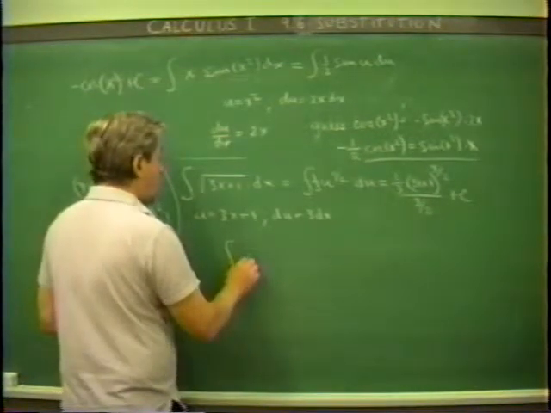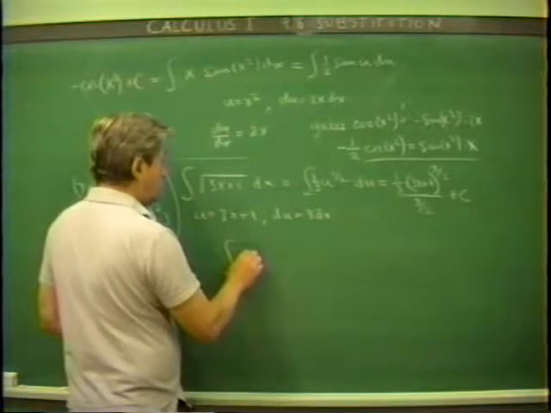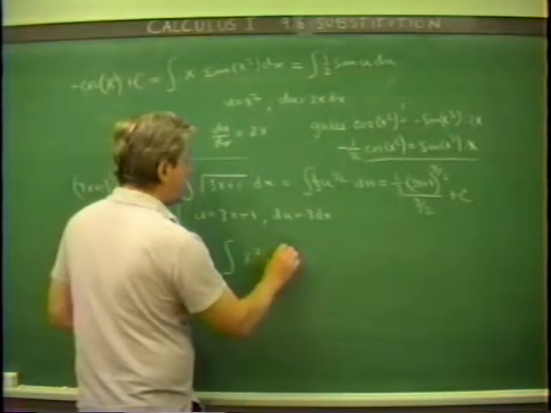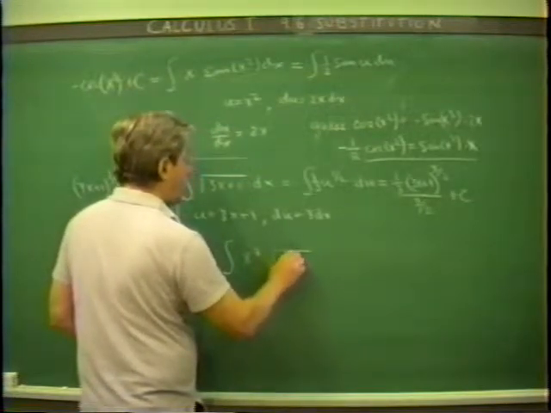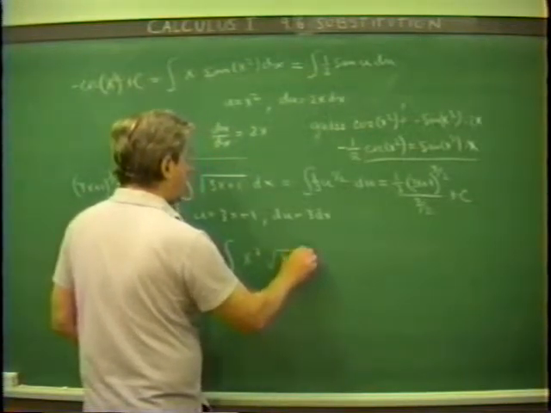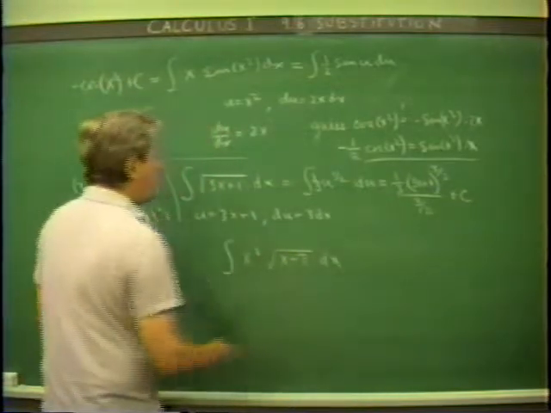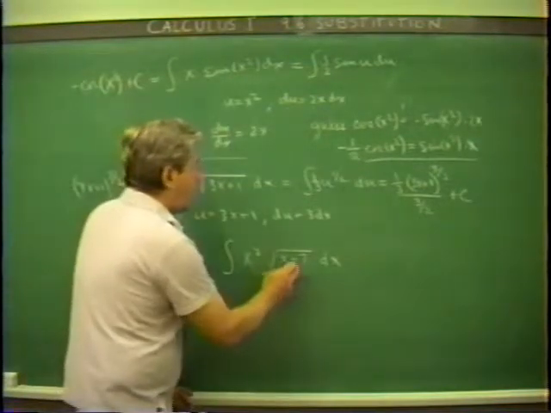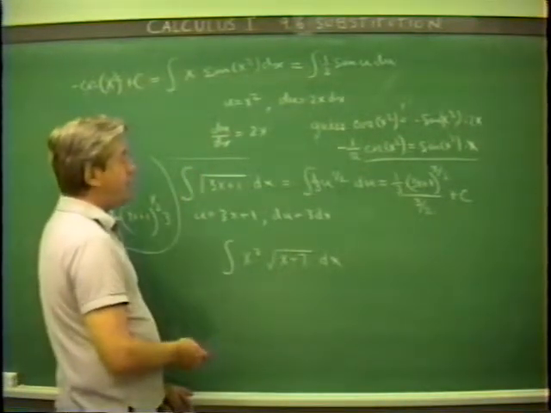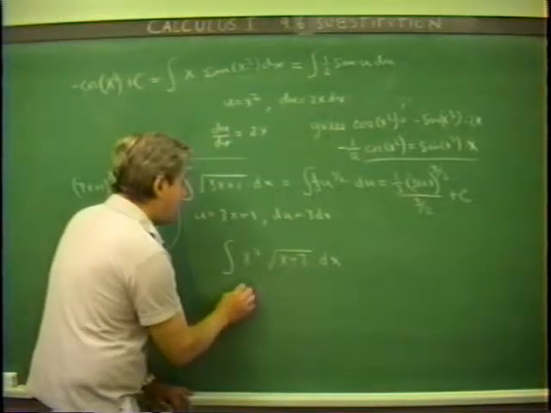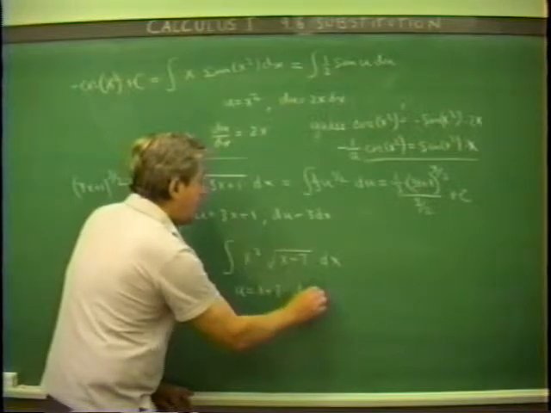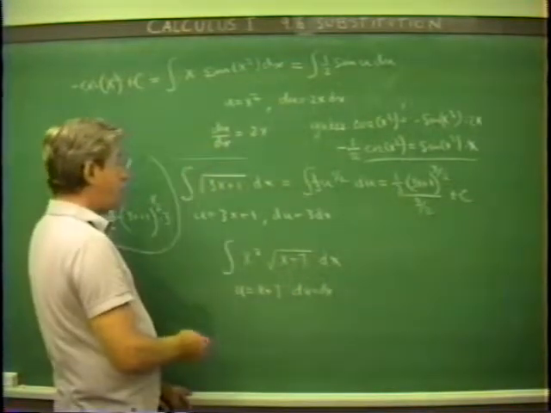Okay, let's take a look at another one here. Let's take a look at the antiderivative of x squared times the square root of x plus 7. All right. Here, I don't like to see the square root of x plus 7 in this problem, so I want to get rid of it. I want to let u equal x plus 7. Right? du is equal to dx.